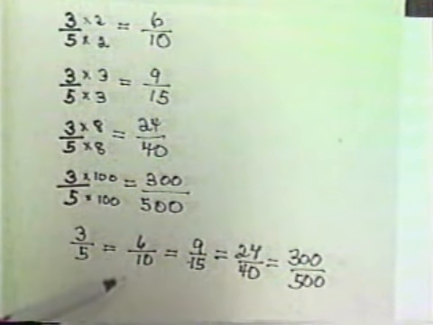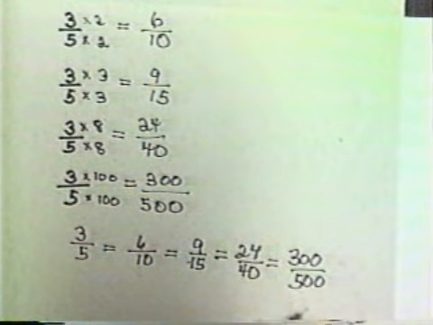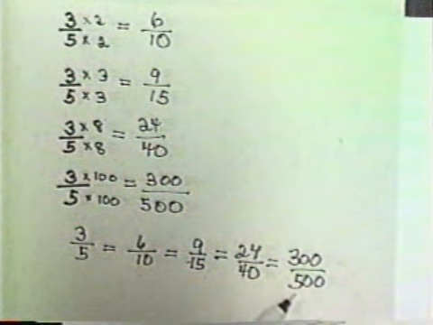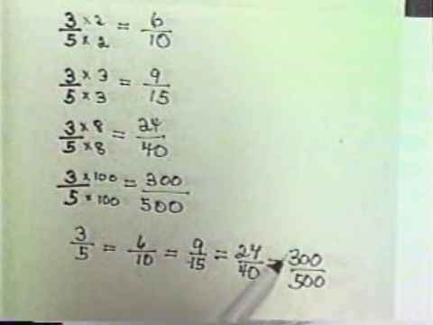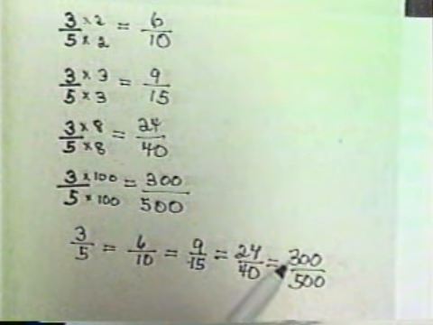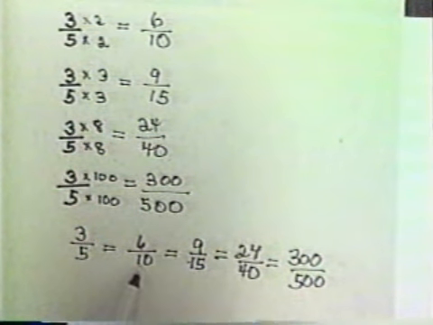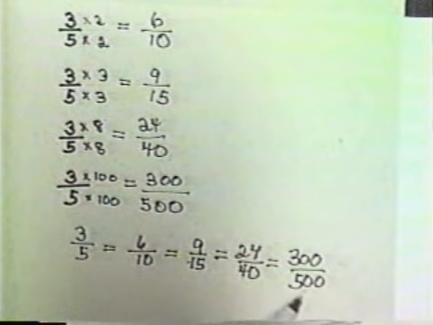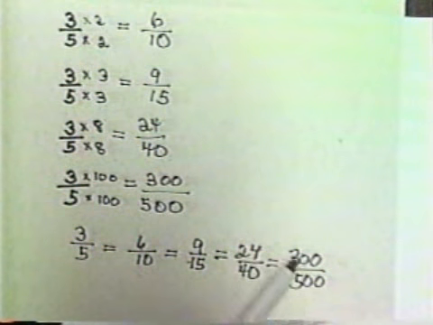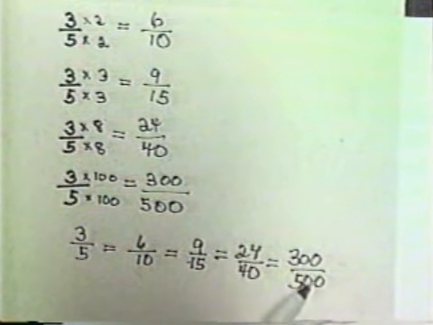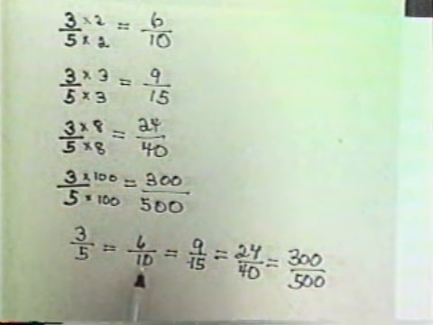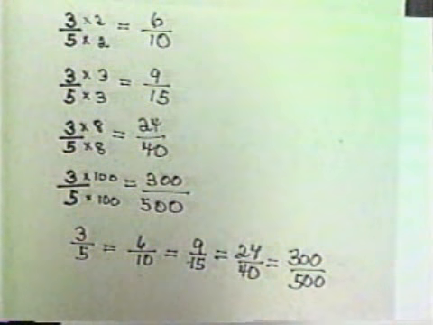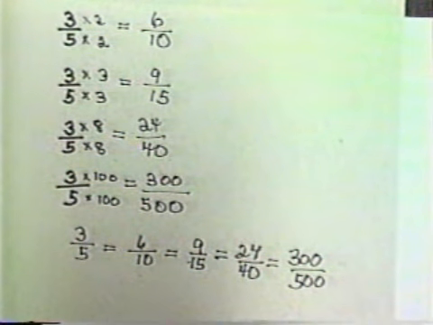Now what this really means is, if I took a circle and split it up into 500 little pieces and shaded in 300 of them, what I'd get would look the very same as if I took a circle and split it into 10 pieces and shaded in 6 of them. If I could actually split it up into 500 pieces and shade in 300, the portion of the circle I would have would be the same as the portion of the circle I would have if I just split it up into 10 pieces and shaded in 6.